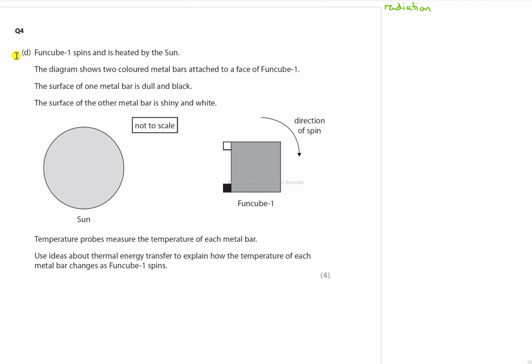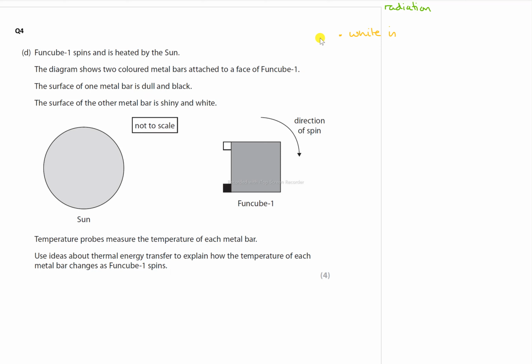Right, okay, we've only picked part D for this. It's to do with black and white surfaces, metal and non-metal. Right, okay. So what do we know?